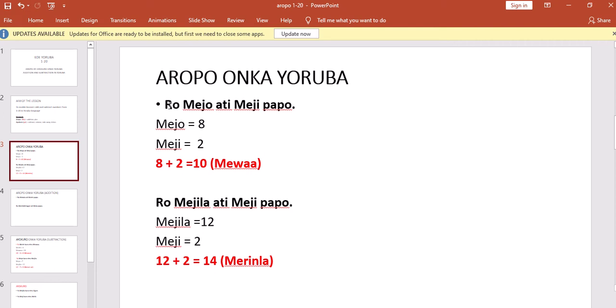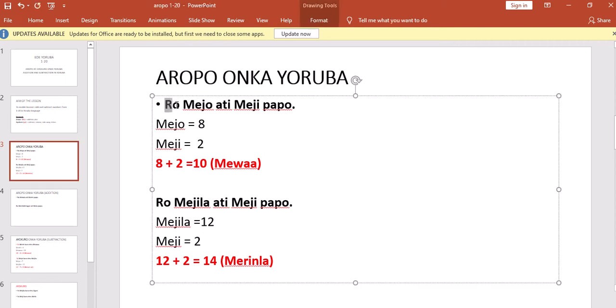First, you need to know what is the meaning of row. What is the meaning of row? Row means plus, add. Excellent. So row means plus or add together. So that means this question is saying add. Let's try to add. Let me write it in English. The question is saying add mẹ́jọ àti méjì papọ̀.